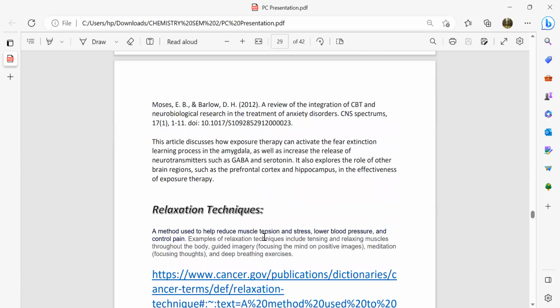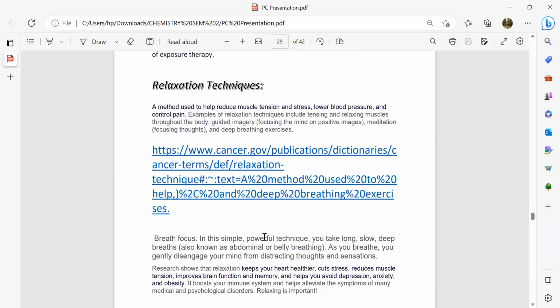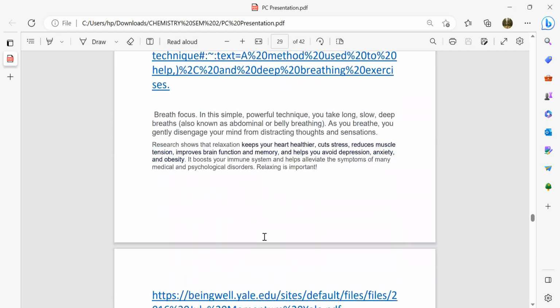Relaxation techniques. It's a method used to help reduce muscle tension and stress, lower blood pressure, and control pain. Examples of relaxation techniques include tensing and relaxing muscles throughout the body. Breath focus. In this simple, powerful technique, you take long, slow, deep breaths. As you breathe, you gently disengage your mind from distracting thoughts and sensations.